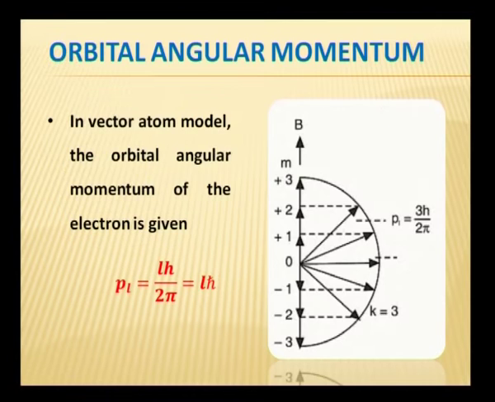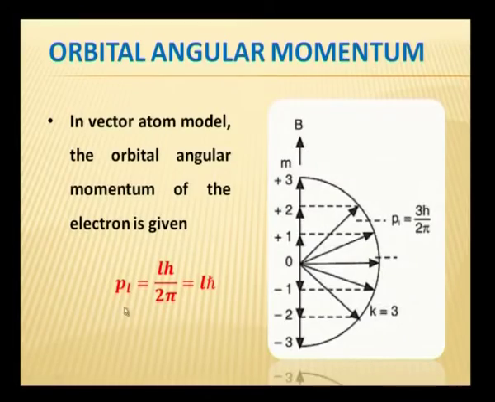So, this is a picture in which you get the quantized values of the orbital angular momentum which can be assumed by the electron. The electron can be found only with certain definite orbital angular momentum. In the vector atom model, the orbital angular momentum of the electron is given by L h cross. What is h cross or h bar? H bar is the unit of angular momentum.